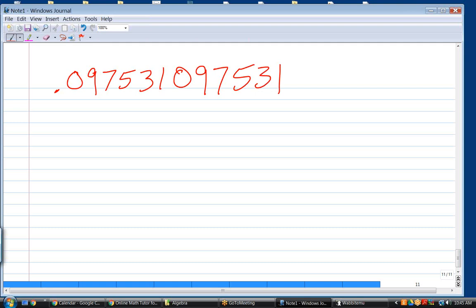Okay, what we have here is a repeating decimal. You're familiar with these? In other words, it repeats itself every 1, 2, 3, 4, 5, 6 digits. It repeats. What's the 44th digit after the decimal place going to be?